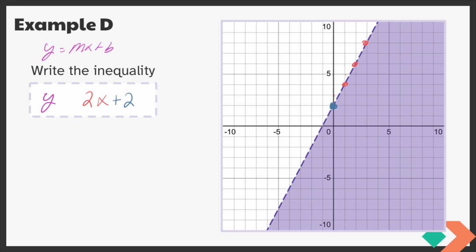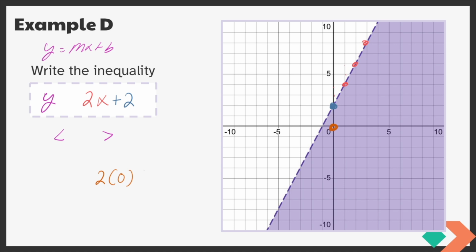So now I just need to determine my sign. I can do this a bunch of different ways, but I can tell that we have a dashed line, so I'm either going to have less than or greater than. Now I have to determine which one it's going to be. So the only way to do that is to substitute in a point of my choosing. Again, you can pick any point on the graph, but I'm going to pick 0, 0 because that's my easiest one to do.